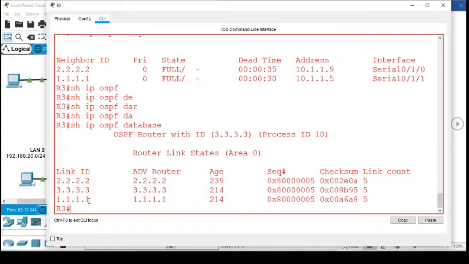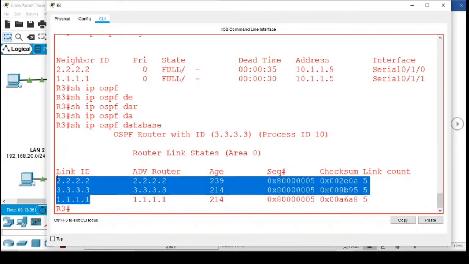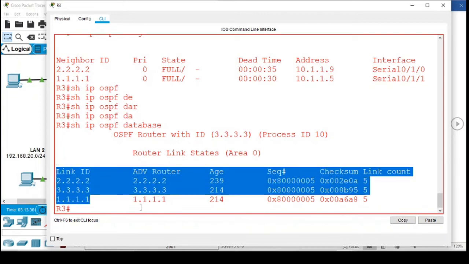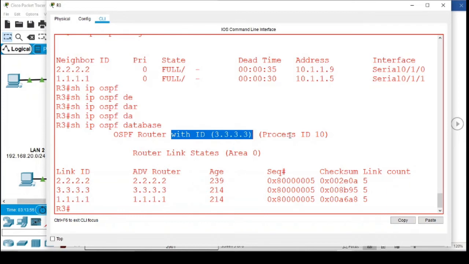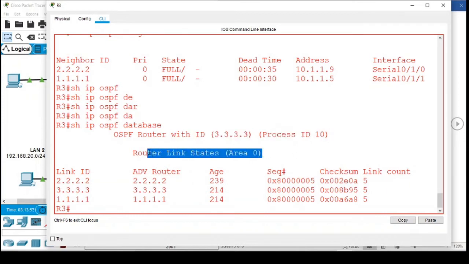In this database you can see all the mapping, the database description information, what all the information this router has. They have link IDs for all 3 routers, then their aging time, sequence number, checksum used for error detection, and link counts available. So this is the command. Router ID is given here, process ID is given here, and the area. Area 0 means single area OSPF is configured.